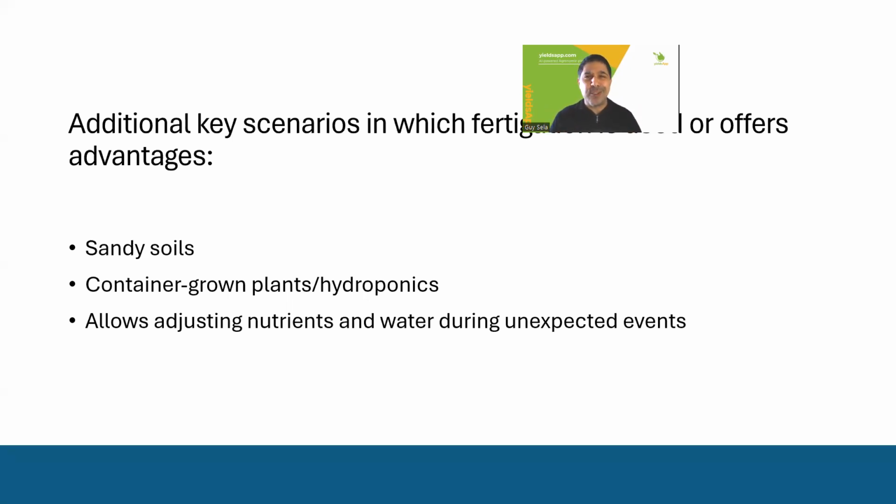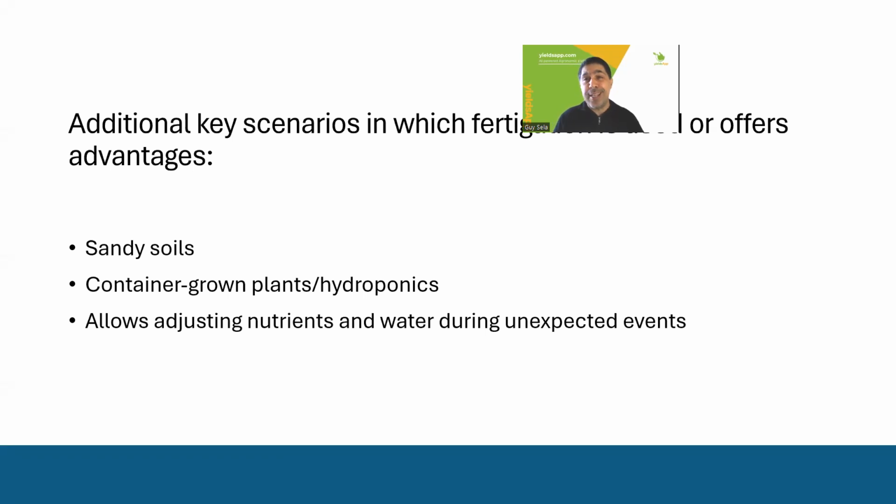And also, of course, in container grown plants and hydroponics, where by definition it's fertigation. And another benefit or advantage is that fertigation allows us to adjust nutrient or fertilizer rates and water as a result of unexpected events. For instance, if it was raining, right, and nitrogen leached, if we have fertigation, we can compensate for that.